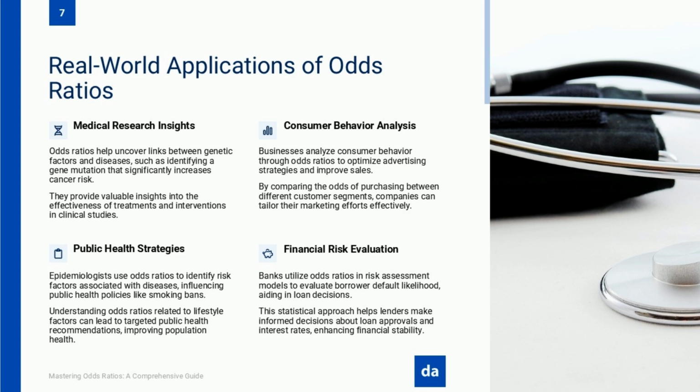A prime example is the influence of odds ratio studies on smoking bans in public places. By demonstrating the increased odds of respiratory diseases among smokers, these studies provided compelling evidence for policymakers to implement widespread smoking restrictions, potentially saving countless lives.